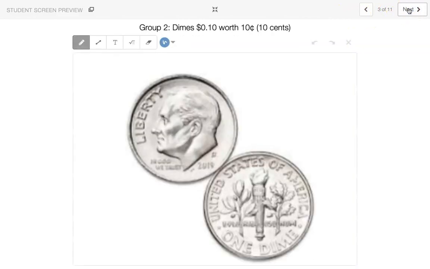Next group, I want you to find all your dimes, the small silver coins. They are worth 10 cents. Sometimes we write it with the dollar sign, like that. Sometimes we write it with the cent symbol. Sometimes we just write the words 10 cents. So your second group is going to be that.